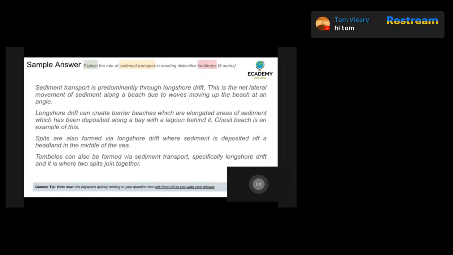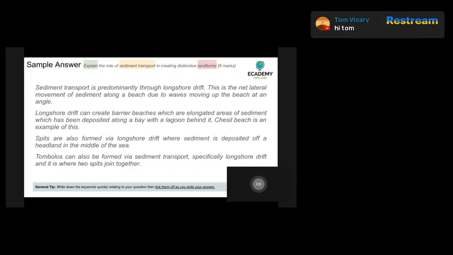Let's have a look at the sample answer. Sediment transport is predominantly through longshore drift. This is the net lateral movement of sediment along a beach due to waves moving up the beach at an angle. This statement is correct. However, it could be even better if they talked about swash and backwash, and perhaps even talked about the prevailing wind being an influence, particularly on UK beaches.